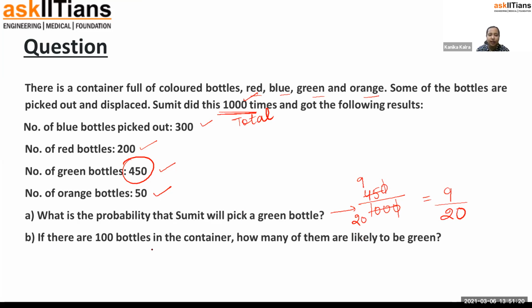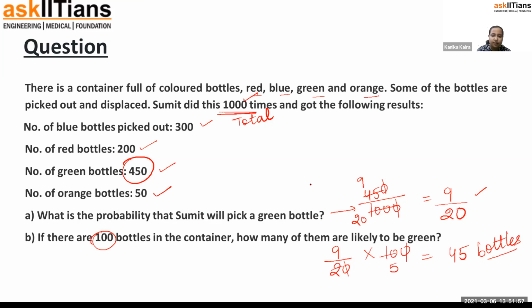Next is, if there are 100 bottles in a container, how many of them are likely to be green? So now you have to find out the ratio first with respect to the given question, and then you need to multiply it with 100. It's like the unitary method. So you have 9 over 20 into 100. So zeros get cancelled. 20 and 100 get cancelled by 20, you get the result as 45 bottles. So this is how we solve this question.